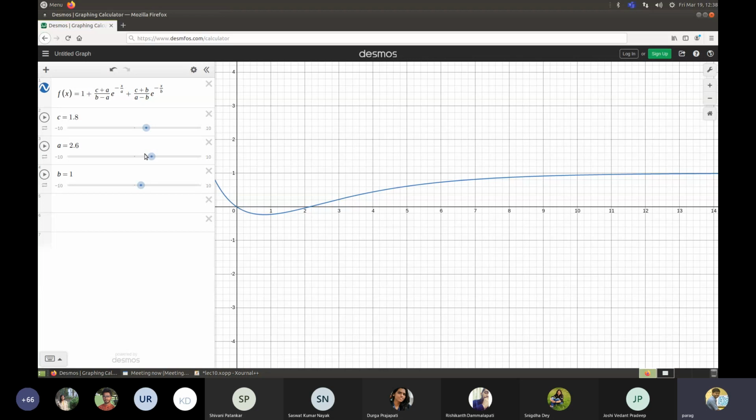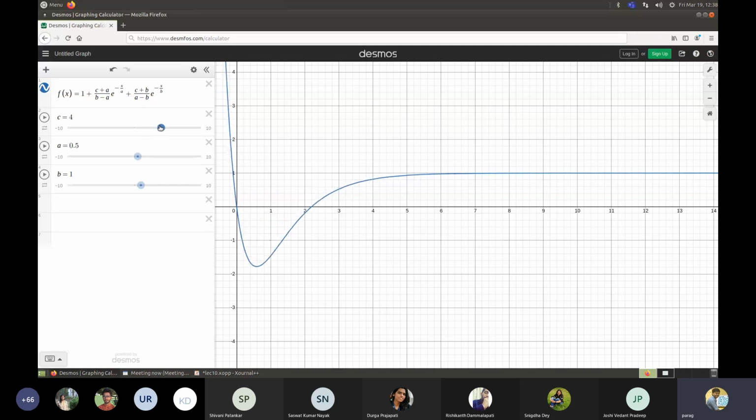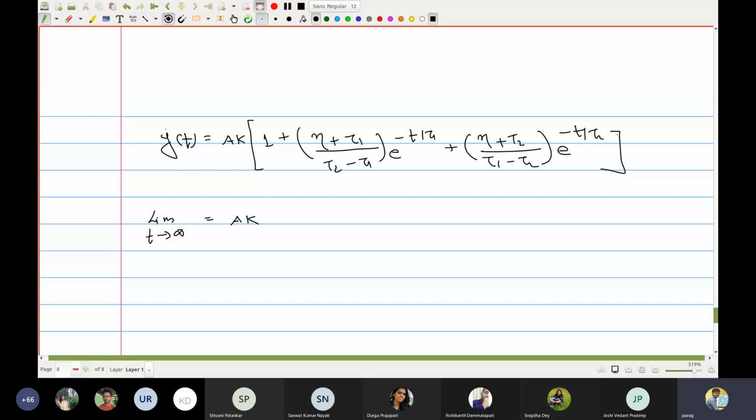But what you can see qualitatively from here is that it is possible that you can get an inverse response, and this inverse response depends upon the... And then let's see, there is some interesting thing which is going on here. In this expression, eta corresponds to your zero, right? And tau 1 and tau 2 correspond to poles.